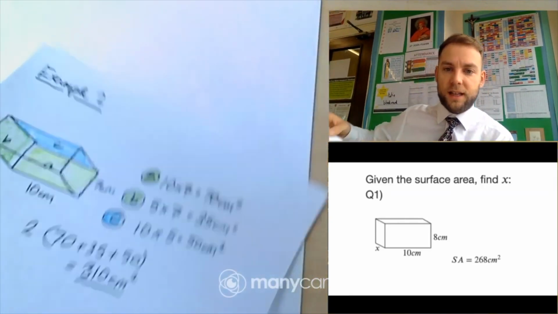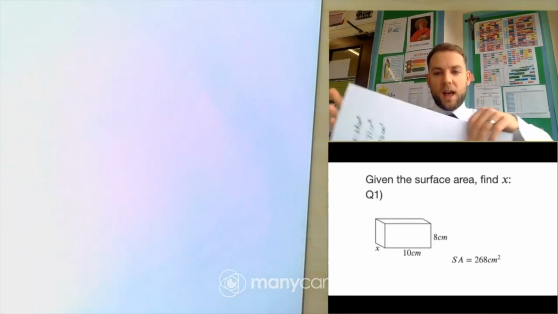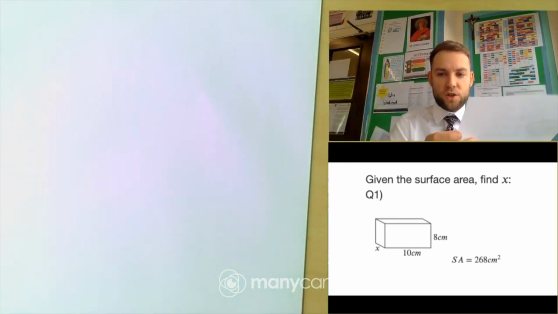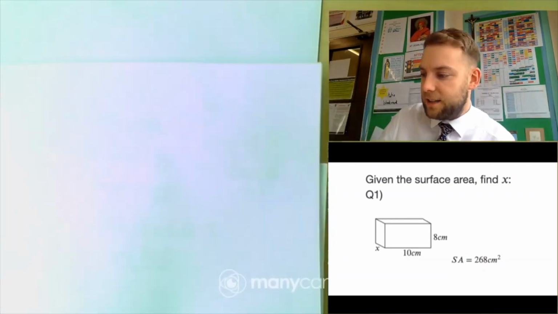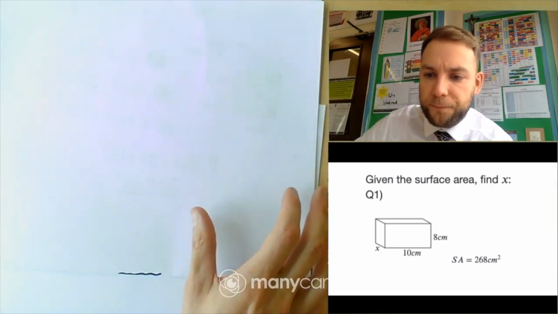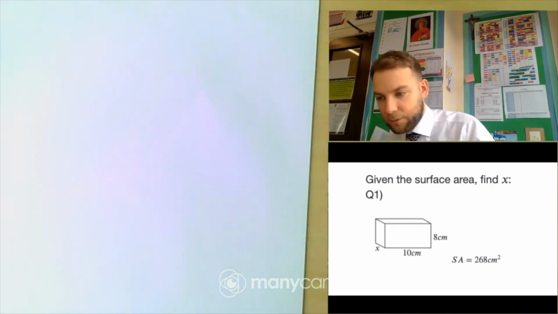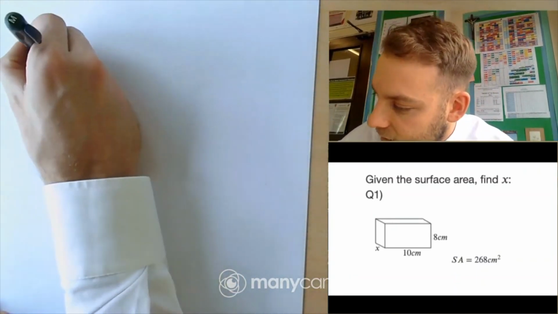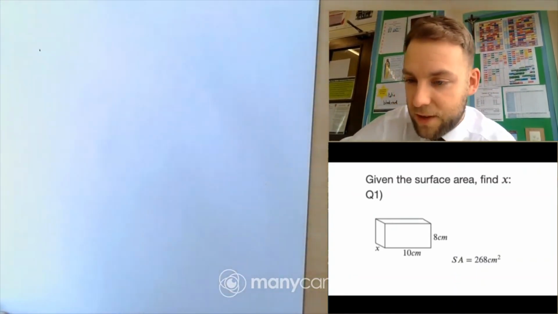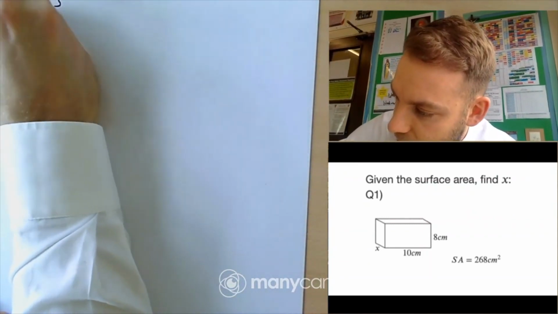So here we've got a question which is given the surface area, so you're already given that surface area. Find the value of x. So with this one here, I'm going to draw it out again first of all. Notice that this one goes up towards the left. So remember to copy all these questions down. This would be example 3.